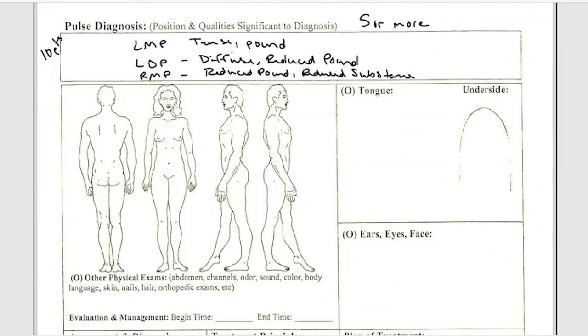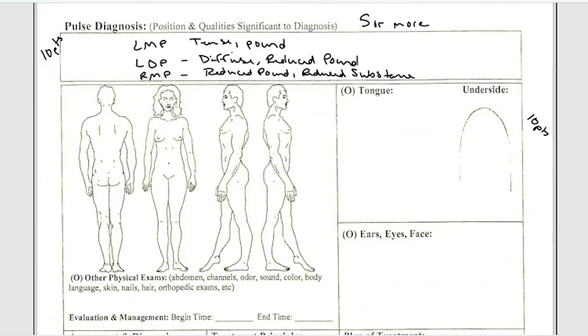Okay, easy 10 points. And you can get that information after the practitioner has talked with the patient and you're away from the patient. You can look at the pulse sheet and get that information from them. Okay, here's another 10 points.